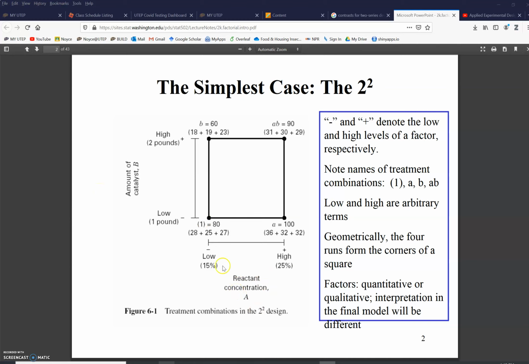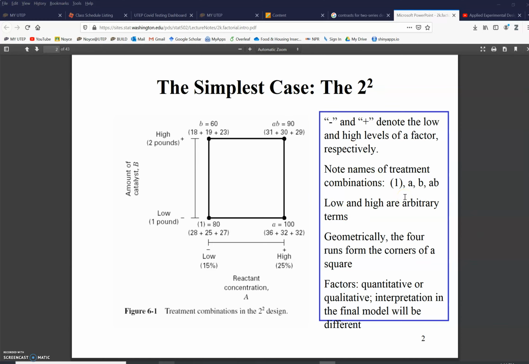So we can have a low amount of the reactant concentration versus a high, or a low amount of the catalyst versus a high. So we've got first the grand mean, which is that 1 notation, or 0, 0 is the other notation. Then we've got 1, 0, which would be A, or 0, 1, which would be B, or 1, 1, which is for the 2 high levels of A, B. So note those levels, make sure you understand where that comes from.